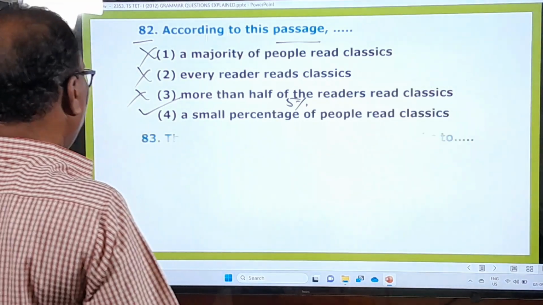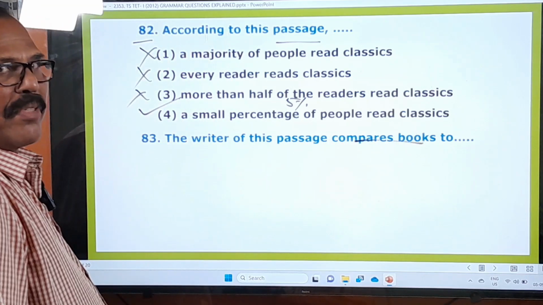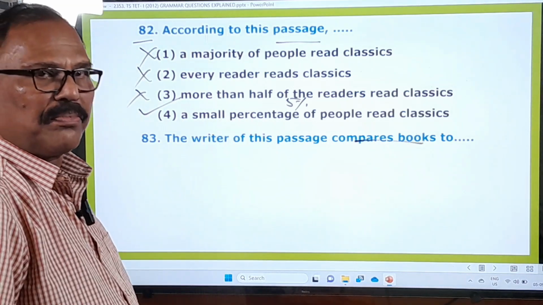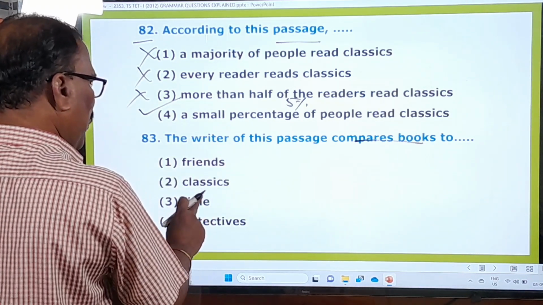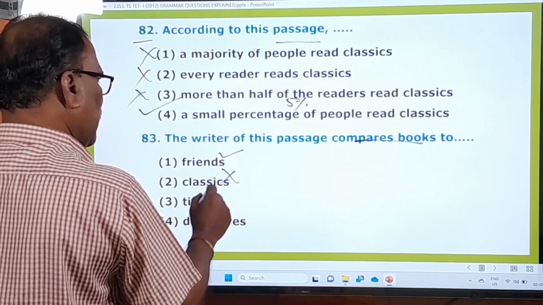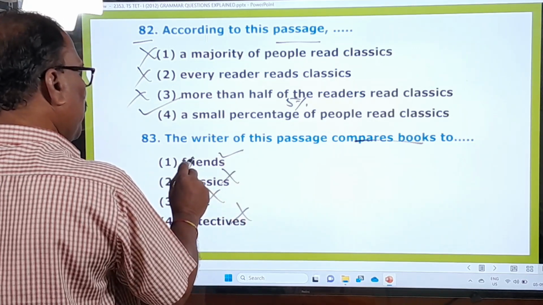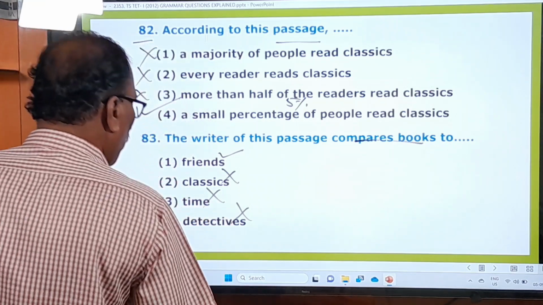Right, now the 83rd question. The writer of this passage compares books to what? Friends, classics, time, detectives. He compares the books to friends, not classics, not time, not detectives. So the first one is the right one and all the others are wrong. Now let's go to the next questions.